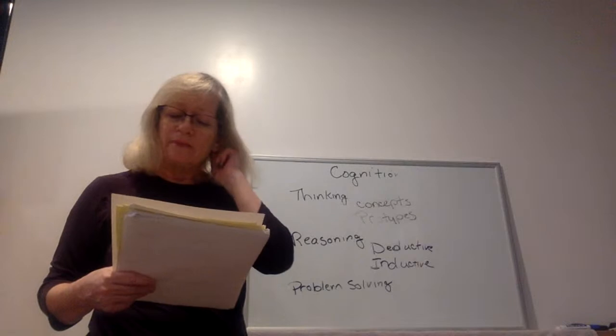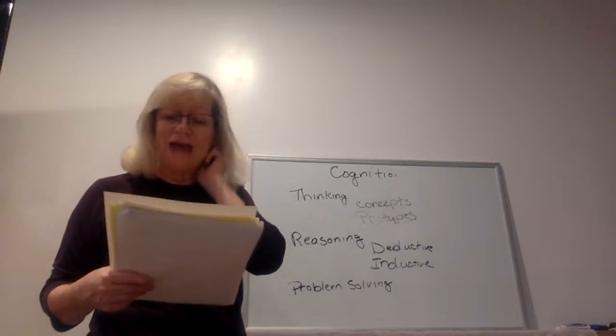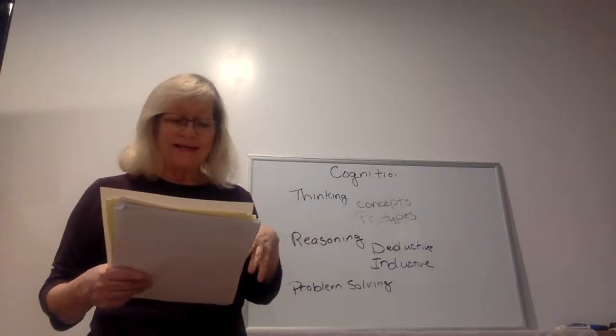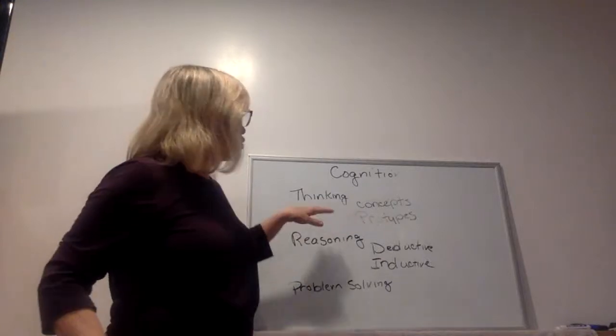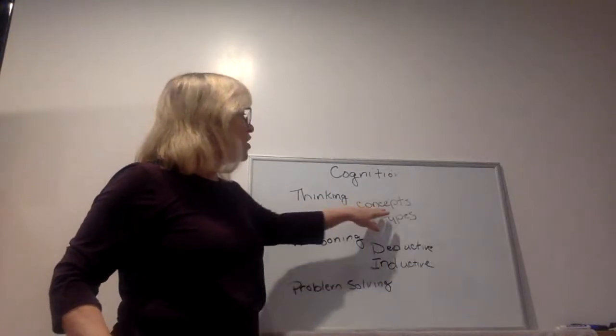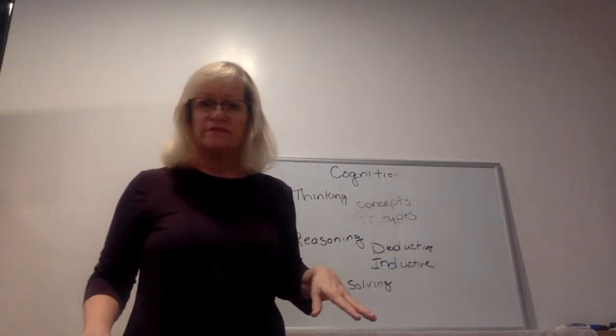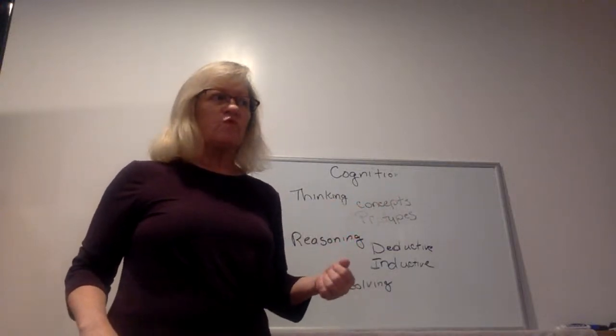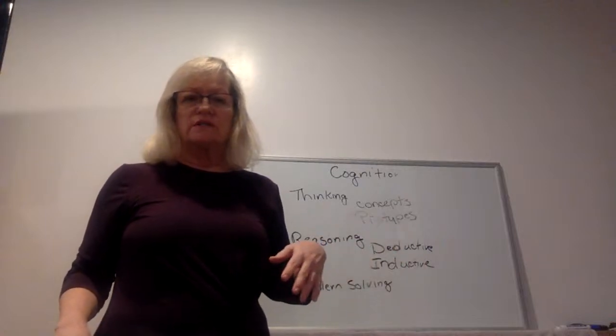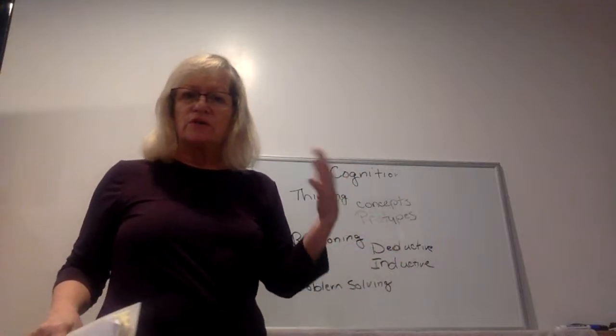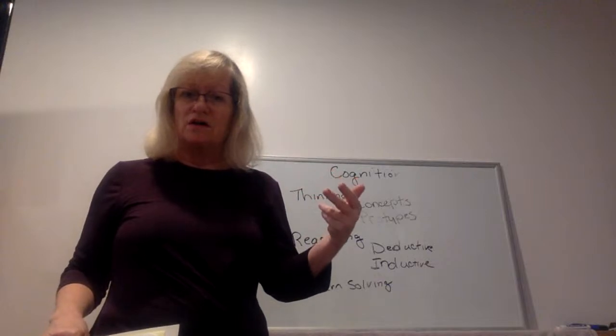Thoughts are mental categories that we put things together. Now, the basic units of our thinking are concepts. A concept is like a category of something. So you have a concept for what a chair is. You have a concept for what a computer is. So our thoughts are usually in these concepts.